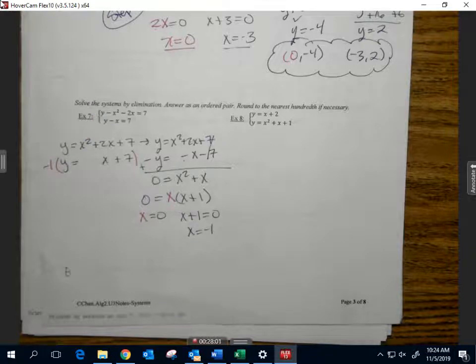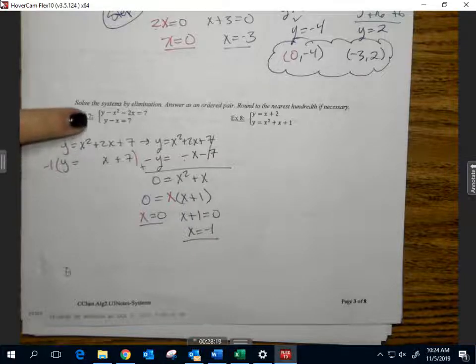Alright, so now I know what my x's are. I have two different x's. That means these two equations cross each other 2 different times, right? Now we have to find the y value so I can have my points of intersection. So I have to use one of my original equations.